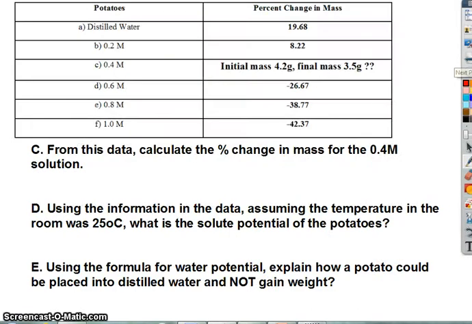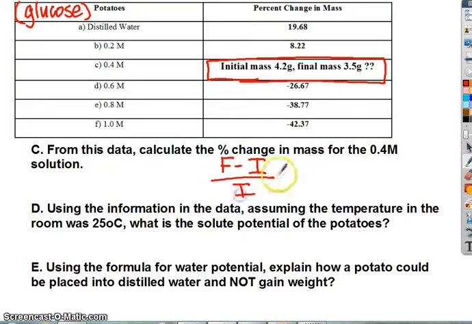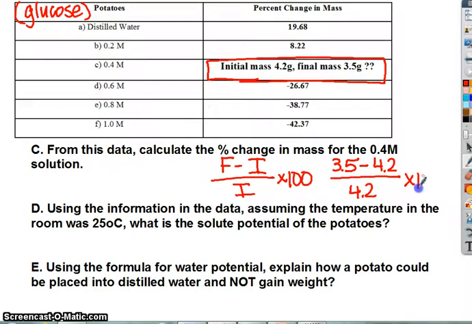All right, the next section had a set of data, and let's just pretend like I had told you that this was glucose that the cells were being put in, or the potatoes were being put in. So the first question asks you to calculate the actual percent change in mass right here for this piece of data that's missing. So percent change is final minus initial over initial times 100. So the percent change in mass would have been 3.5 minus 4.2 over 4.2 times 100.